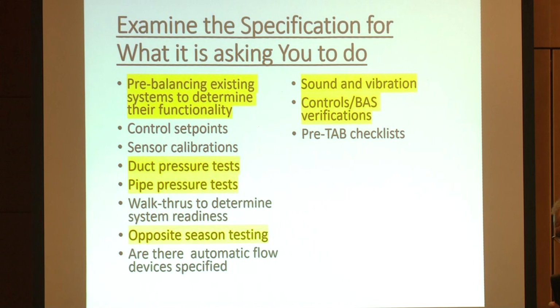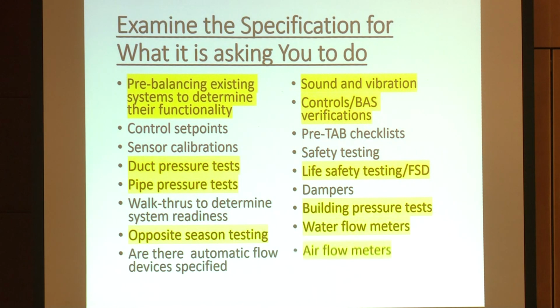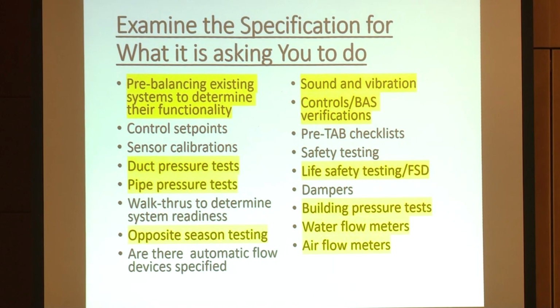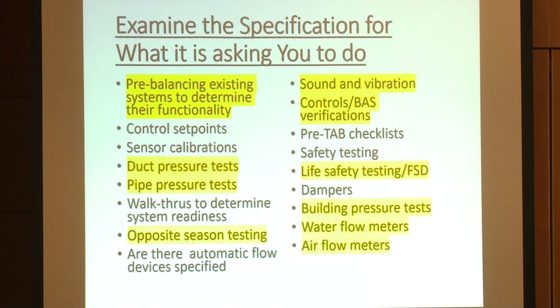It is important, if you're going to work as a TAB engineer or a TAB company, it is important for you to read the specification. Every job has a specification. It says this job shall be tested, adjusted, and balanced by a certified professional firm, blah, blah, blah. But what's different is this. So what's different is, what does that specification tell you to do?